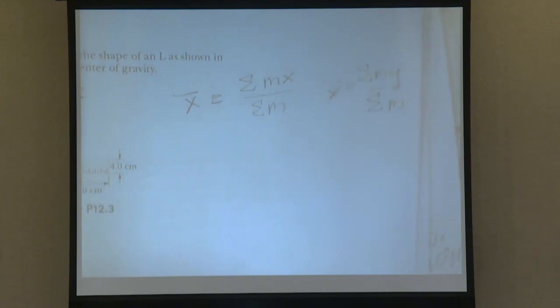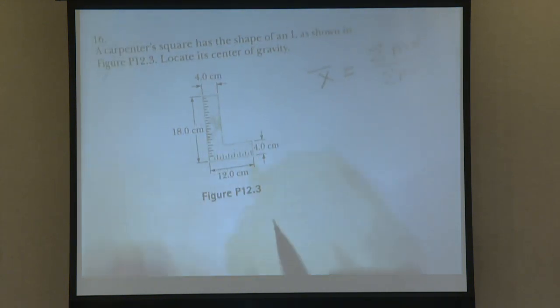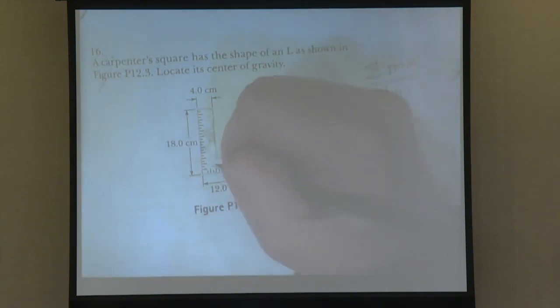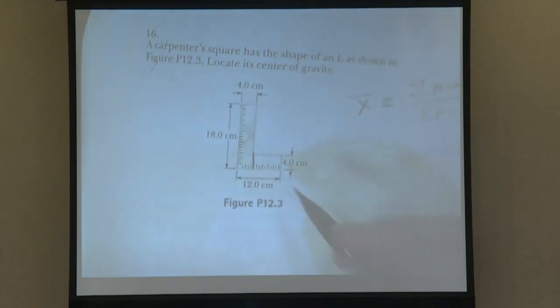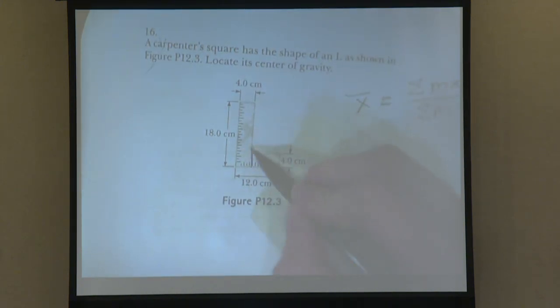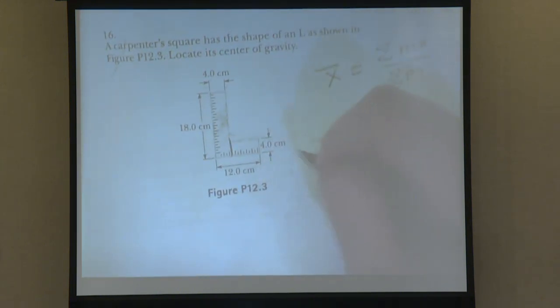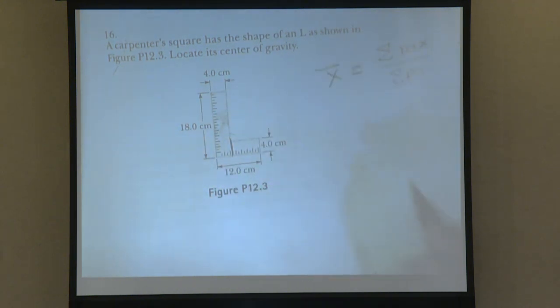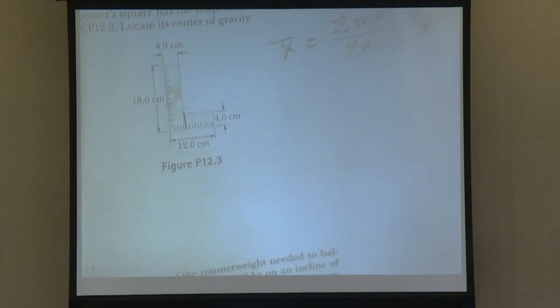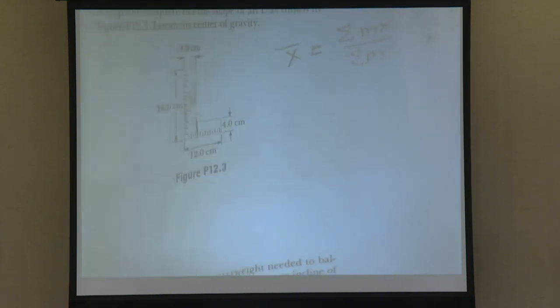So the first thing that we have to do is divide this into different segments, because we need to look at them as separate rectangles so we can find the center of each. Okay, so in this case we're going to have one rectangle that's 18 by 4 centimeters and one that's 4 by 8. Okay. Sorry, does that make sense? Yeah. Okay.